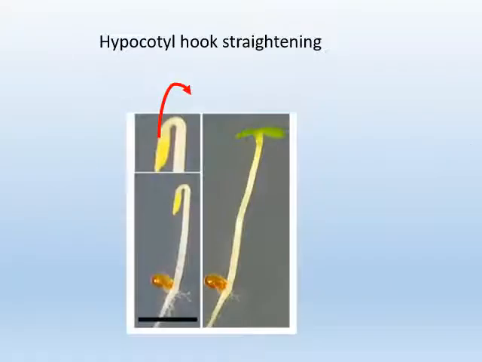Hypocotyl hook straightening. This is when seedlings are germinating. The idea is that the hypocotyl hooks so that as it's pushing through the soil, the delicate leaves and meristem are not damaged. They get dragged behind upside down so that they're not peeled off. And then as soon as this hypocotyl sees light or sees red light, it actually straightens out. And then the leaves unfurl. So that is yet another phytochrome response.